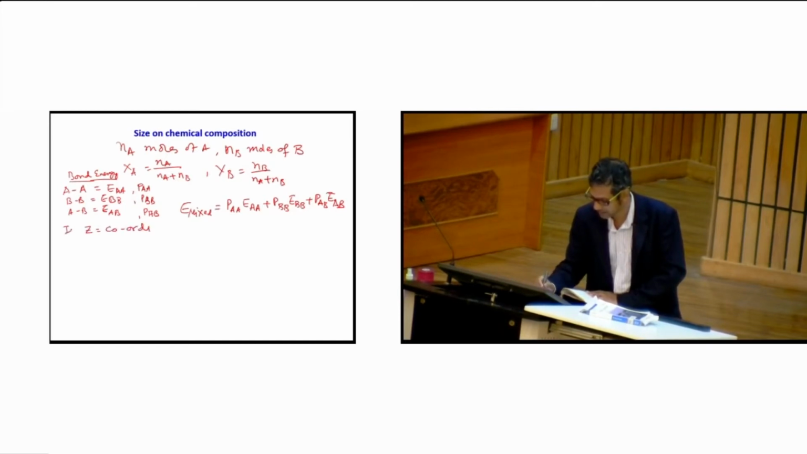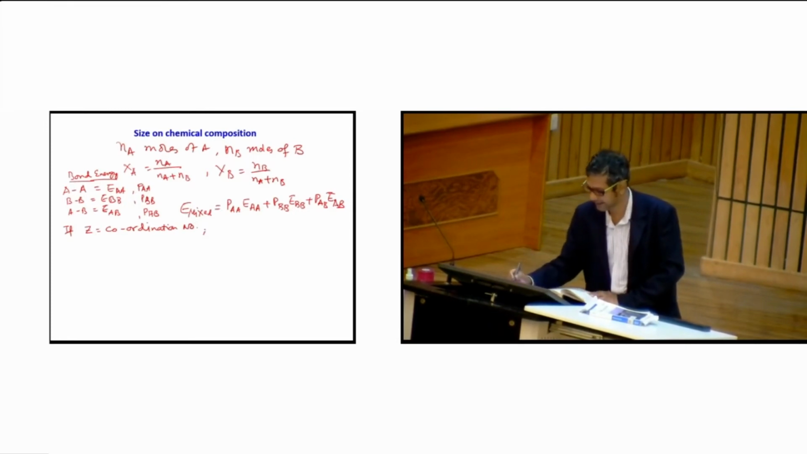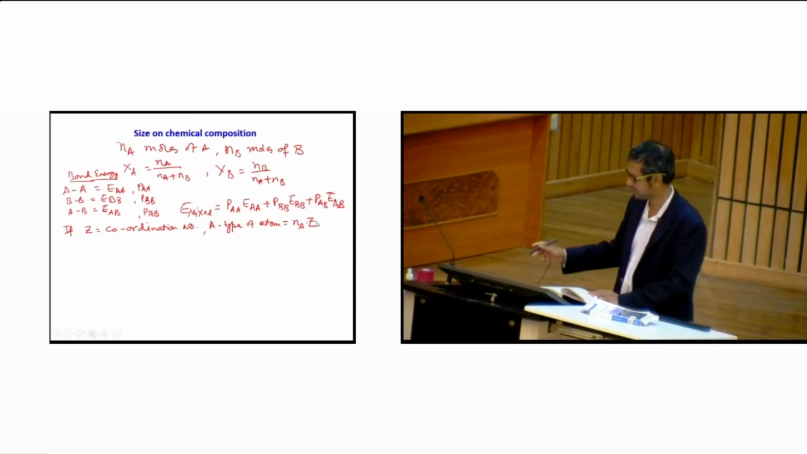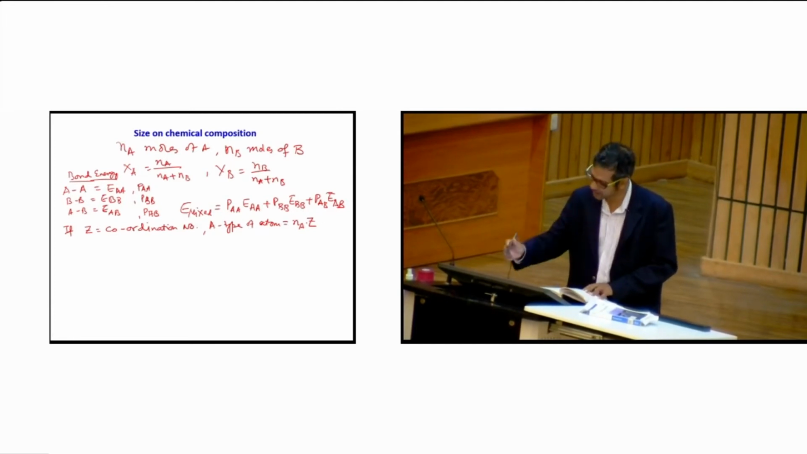If Z is the coordination number, then how many A type atoms will there be? The number of A type atoms will obviously be equal to N_A, the moles, multiplied by Z, the coordination number. Correct. Now, this is talking about A types of atoms.